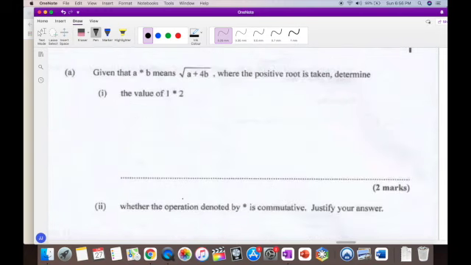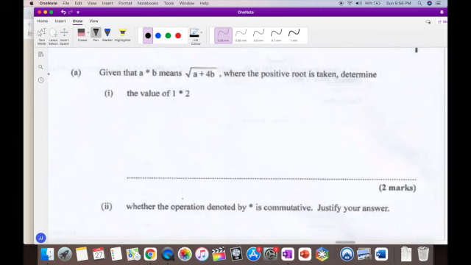So now we're talking about a little bit of algebra, and we have here question 2a.